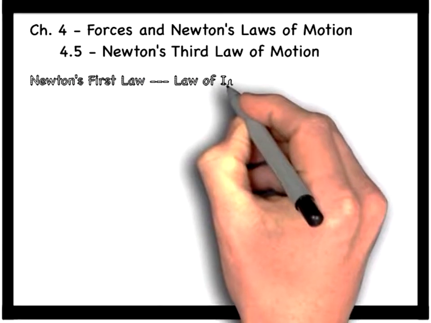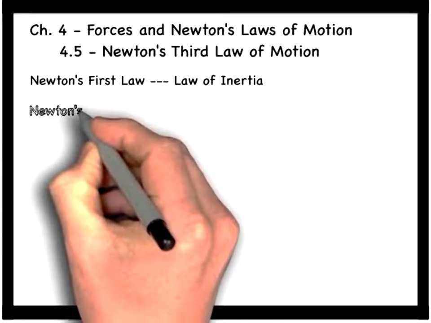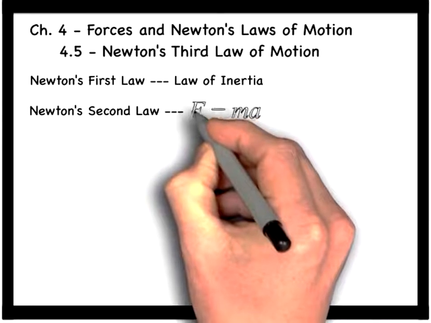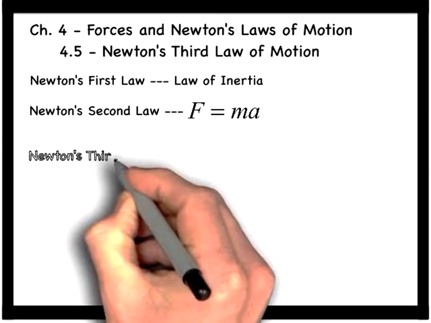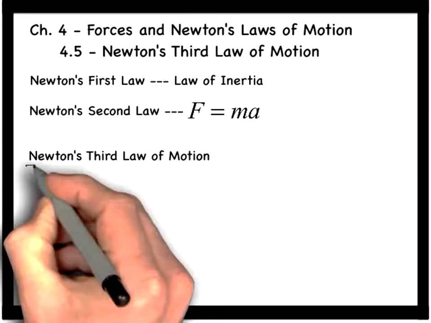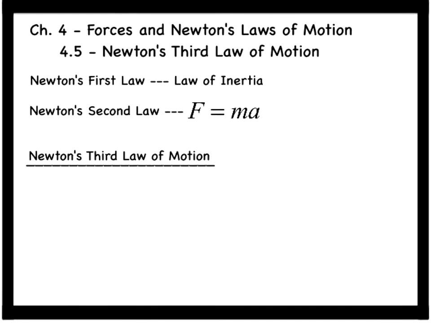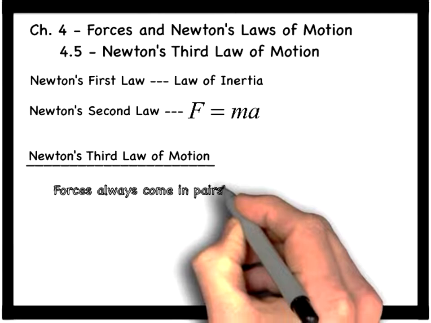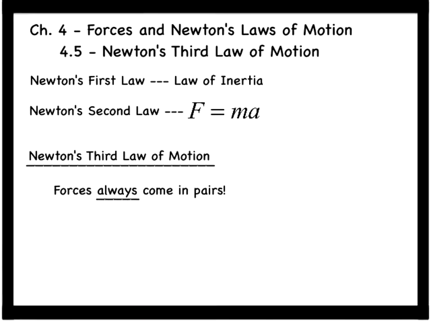Earlier, we looked at Newton's first law, or the law of inertia, and then Newton's second law, or F equals ma, and now we want to look at his last law of motion, or Newton's third law. Newton's third law deals with a fundamental characteristic of all forces, and that is that forces always come in pairs. Newton was first to realize there is no such thing as an isolated force, existing all by itself.